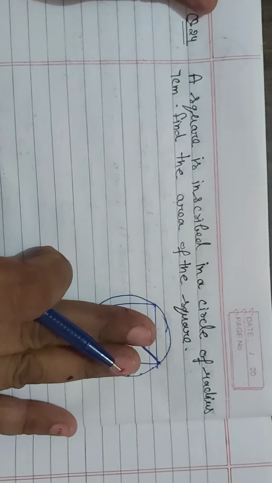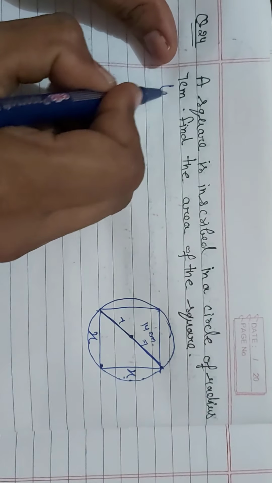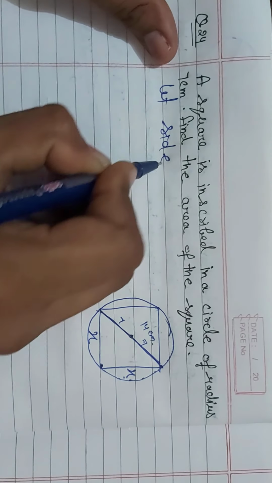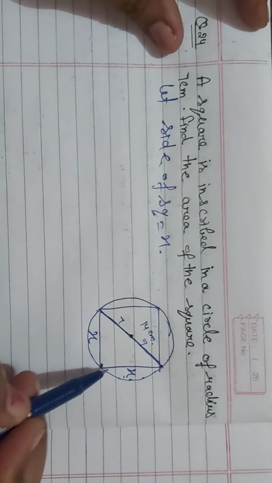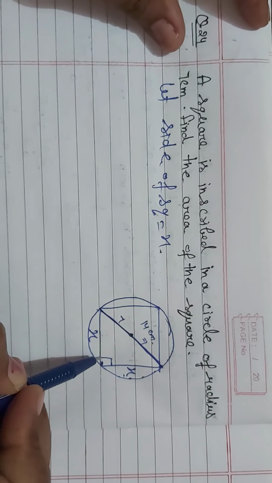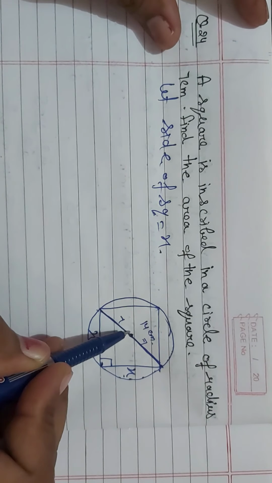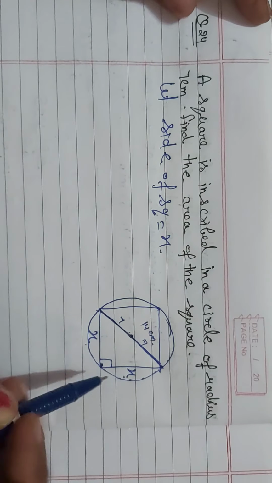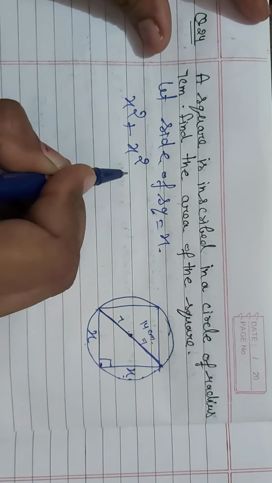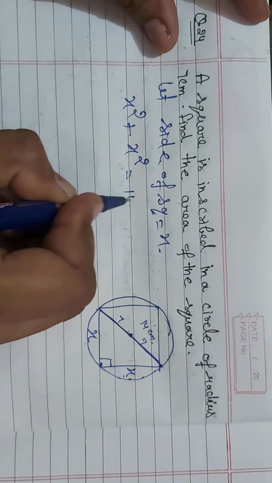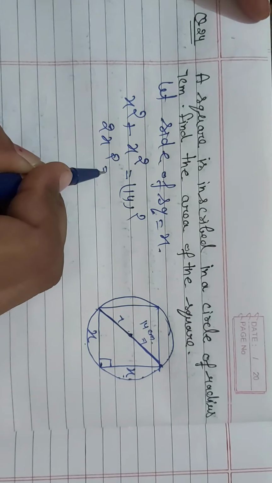We find the area of the square. For this, we first find the side of the square. Let the side of the square equal x, then this is a 90 degree angle, because all angles of a square equal 90 degree. Then this is base, perpendicular and hypotenuse. Then with the help of Pythagoras, x square plus x square equals 14 square. 2x square equals 14 square.